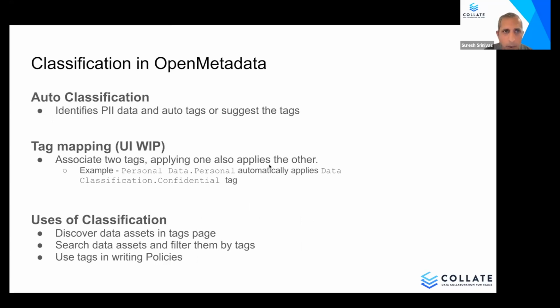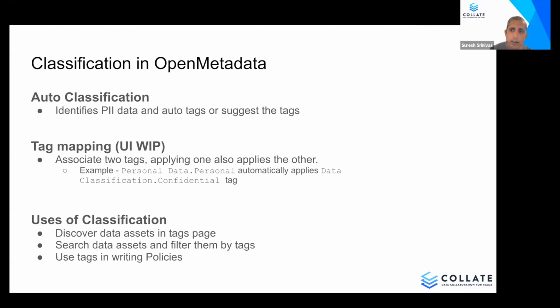Some features that we support in open metadata around classifications. Pere talked about auto classification, so identifying PII data automatically. I'll talk about this more when I do a demo. We also support tag mapping in the backend. It's still not there in the UI.